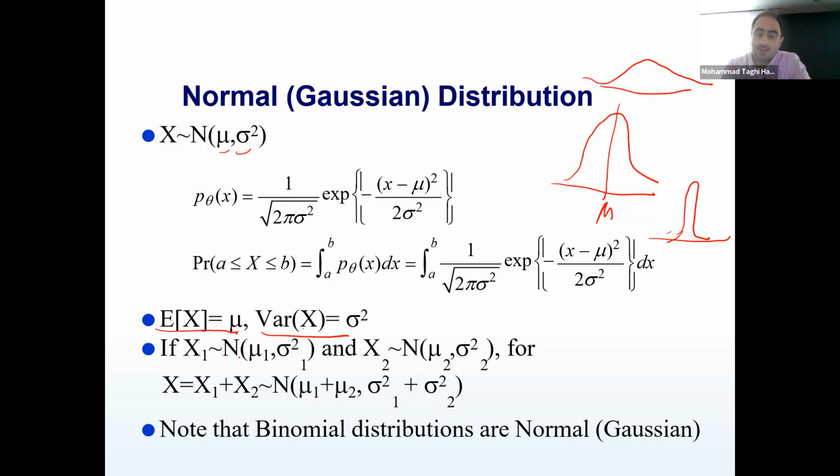Important: if x1 is from a normal distribution and x2 is from a normal distribution, and you consider a variable x equal to x1 plus x2, then we have the linearity of expectation always. So the new mu would be mu1 plus mu2. But here we also have linearity of variance for normal distributions. We don't have linearity of variance in general, but we have it for normal distributions. Now, this is important. Binomial distributions are indeed normal or Gaussian distributions.